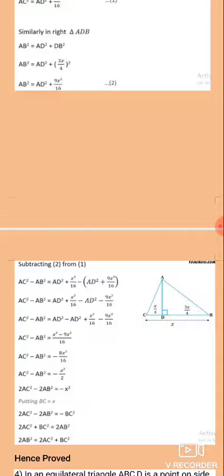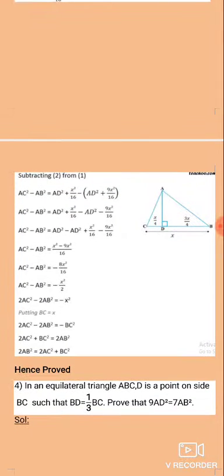Now cross multiply. 2AC square minus 2AB square is equal to minus x square. Now putting BC is equal to x. So x is what? BC. Minus 2AC square minus 2BC square is equal to minus BC square. So 2AC square plus BC square is equal to what? 2AB square. Hence, we proved that 2AB square is equal to 2AC square plus BC square.